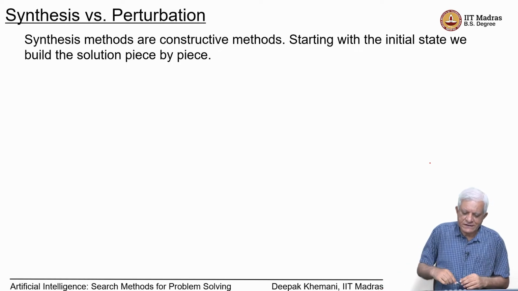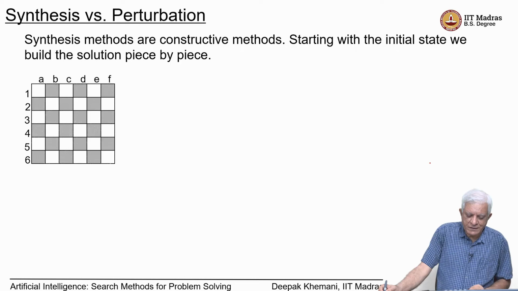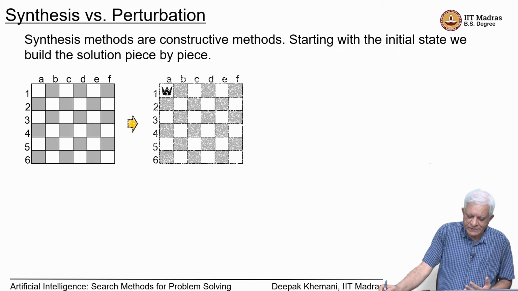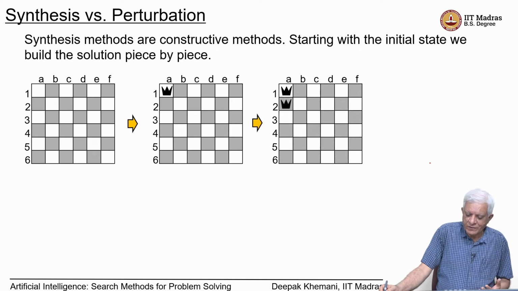Synthesis methods are constructive methods, and starting with the initial state, we build the solution piece by piece. So, for example, if you were doing the n queens problem, then we would place the first queen on the board, then we would see where to place the second queen. We would try different options, if you are doing best first search, and eventually find a position for that, and then look for a position for the third queen and the fourth queen and so on.